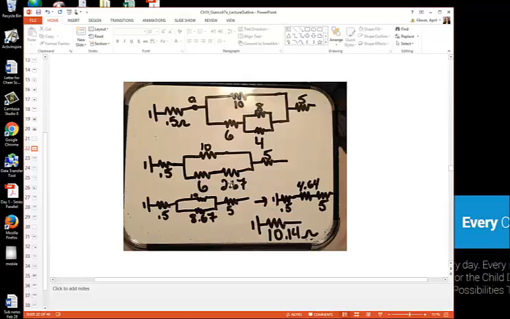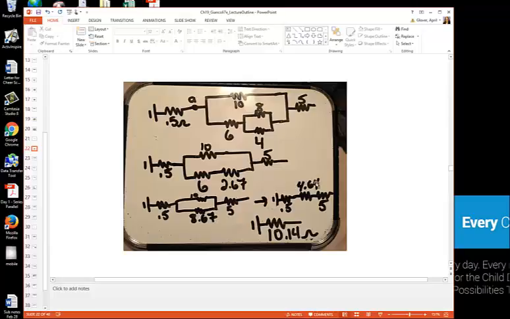And then I simplified this, so 2.67 and the 6 are in series with one another. So I add those two up and that gives me 8.67. So I'm just redrawing the pieces that I'm doing. Everything else just stays the same. Then I have a 10 ohm resistor in parallel with my 8.67 ohm resistor. So I add those up again. 1 over 10 plus 1 over 8.67, inverse that. And that gives me 4.64.